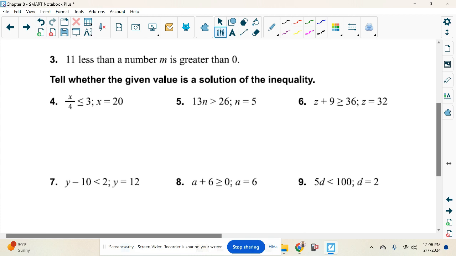Let's look at 4 through 9. It says, tell whether the given value is a solution of the inequality. So we're just going to substitute. We're going to plug in the values and decide if it's true or false. Okay? So what's inside? All right, I'm going to replace x with 20. So 20 divided by 4 is less than or equal to 3. What's 20 divided by 4? 5. Is 5 less than or equal to 3? No. Not true.